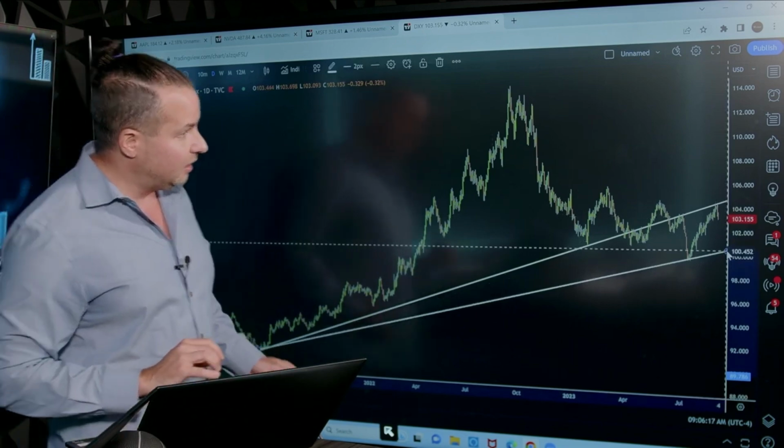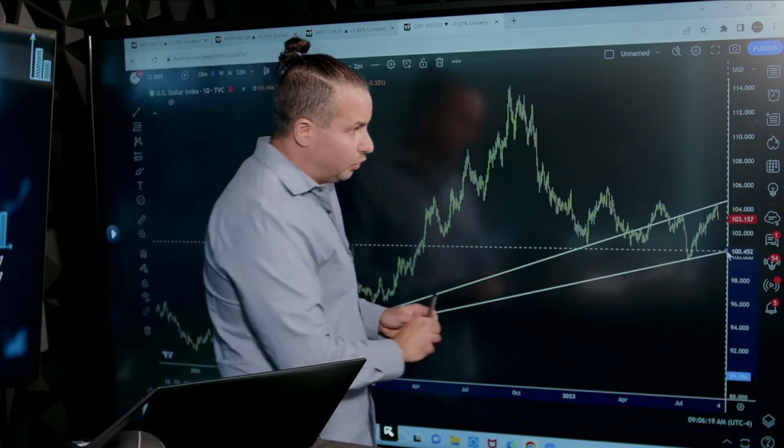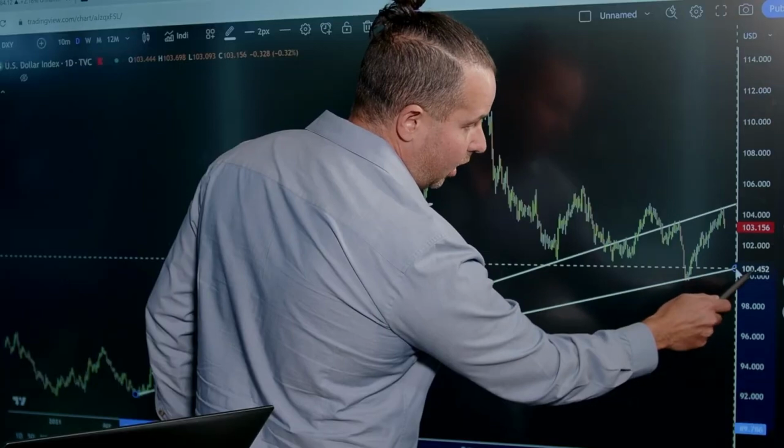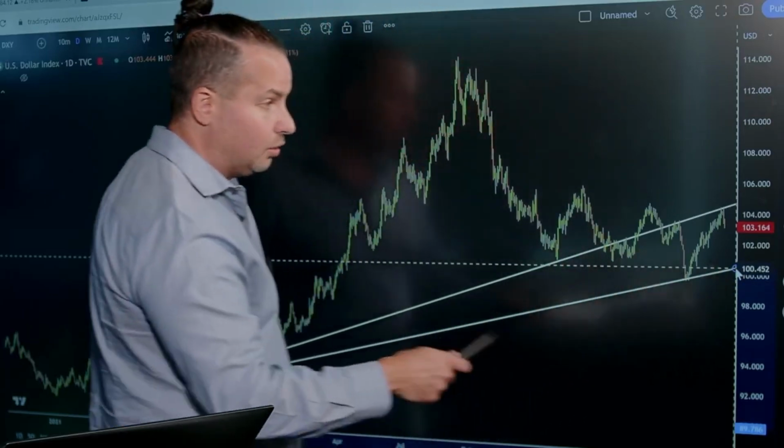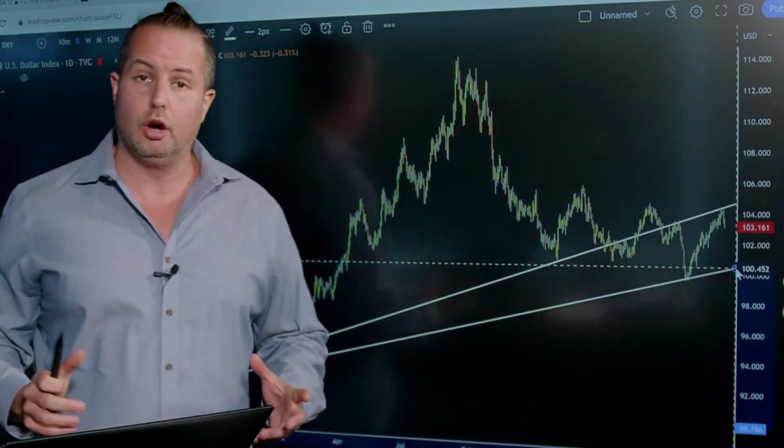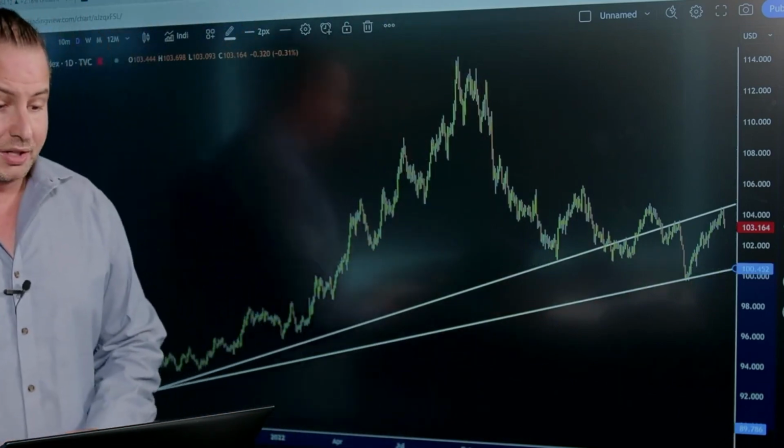Okay, now what that does is it gives us a band to look for maybe a pullback to about 100.45 on the dollar in the near term. Again, if that does occur, it could be bullish for the markets in the near term.